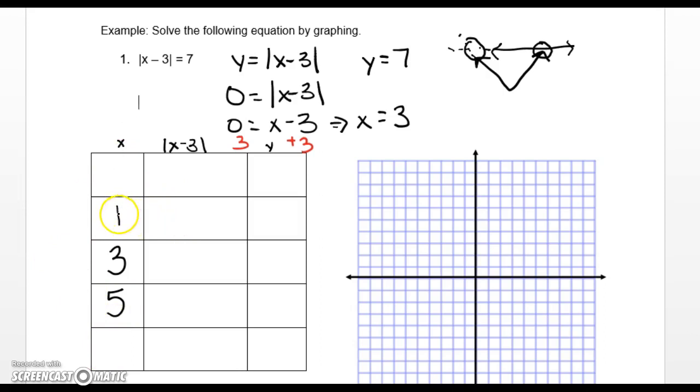So the first one here is when x is equal to 1. So you have the absolute value of 1 minus 3, which is equal to the absolute value of negative 2. When we apply that absolute value, we get positive 2 as our answer. So here we're pretty small. We're at 2, but we need to get all the way up to y is equal to 7.